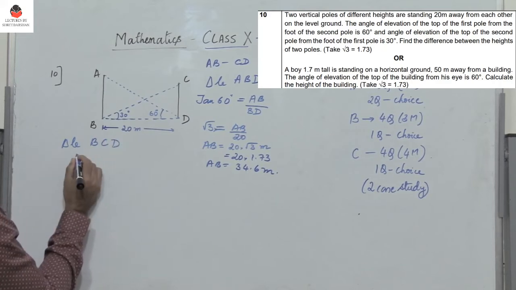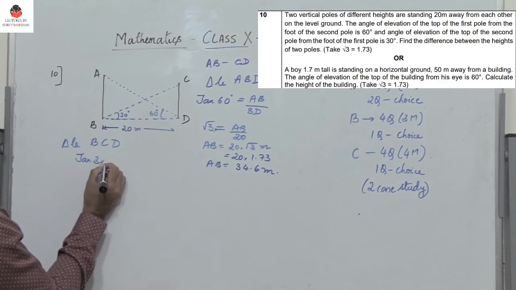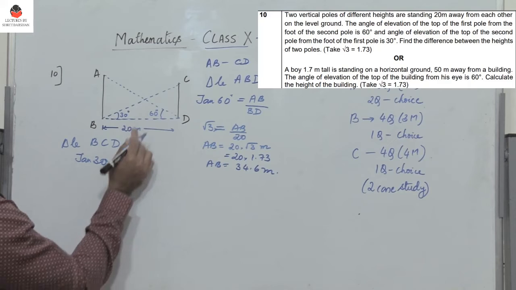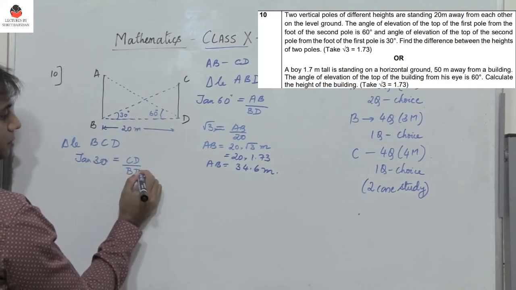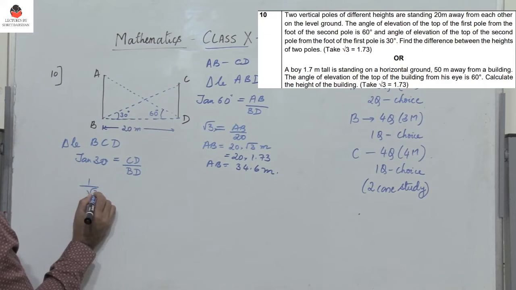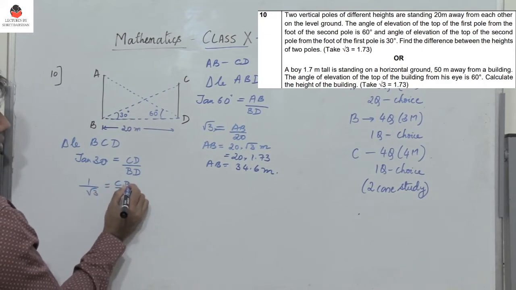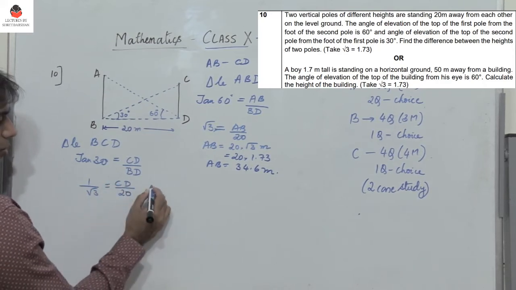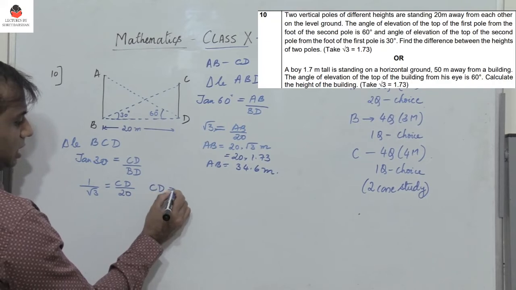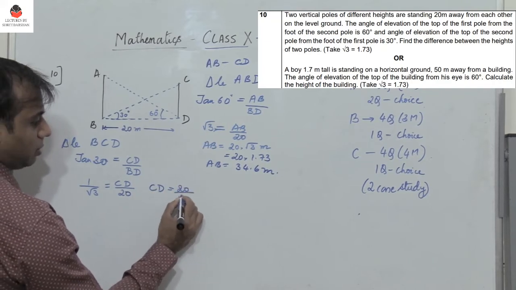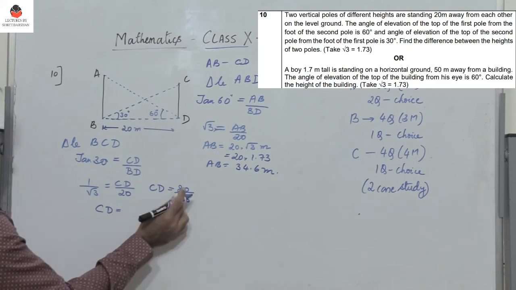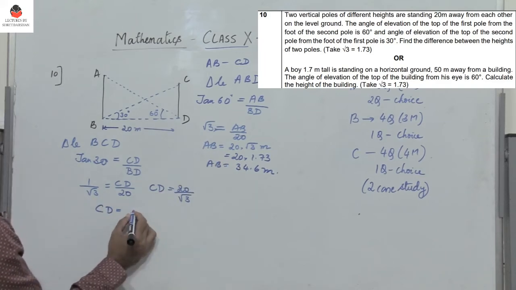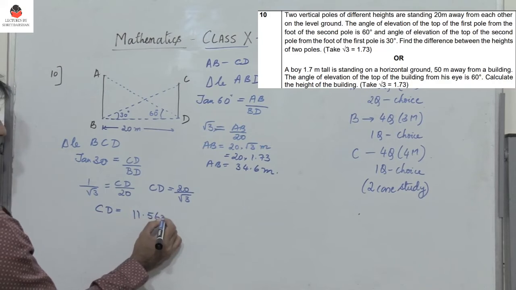Similarly, to find CD, consider triangle BCD. If I take tan 30 degrees at angle B, it is the opposite side CD divided by the adjacent side BD. So we know that tan 30 is 1 by root 3, which equals CD divided by BD, which is 20. So what is CD? CD is 20 divided by root 3. So what is the value of CD? If you find the value, that is 20 divided by 1.73, we get 11.56 meters.